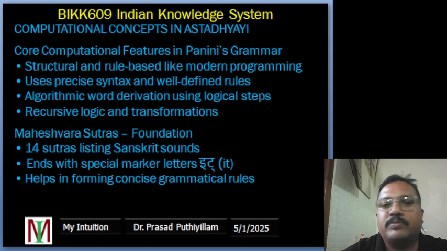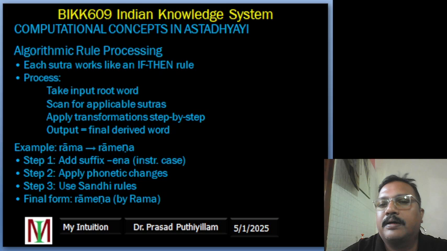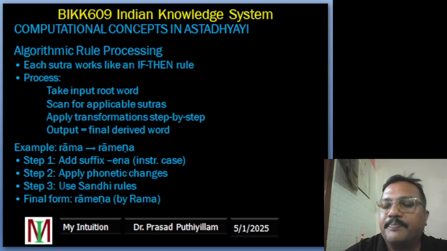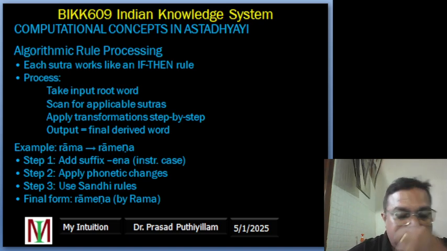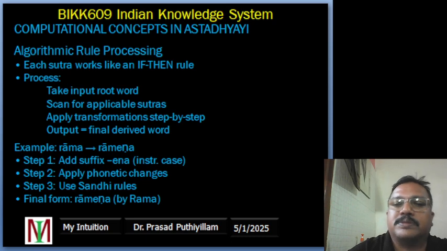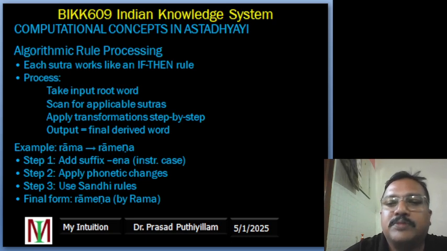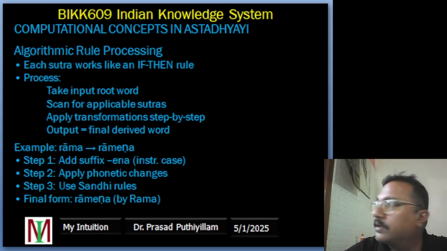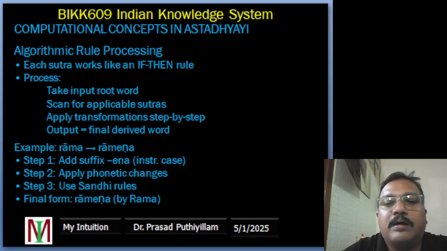Now, some rule examples we'll see: algorithmic rule processing. So the grammar works like a program; how does it work? He wrote around 4,000 short rules called sutras, and each sutra worked like a line of code. And how it works, step by step.